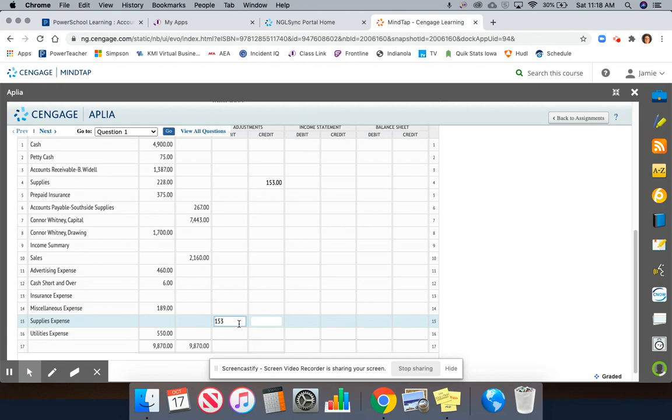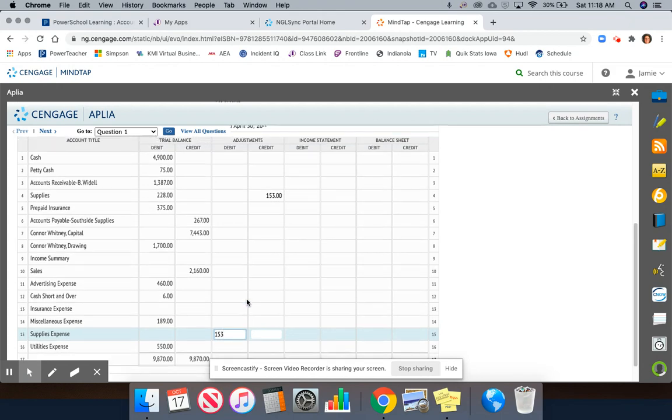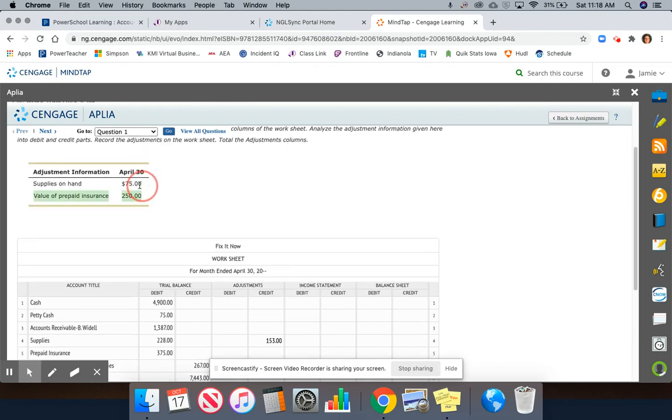So that is our supplies adjusting entry. One debit, one credit, updating so that our balance will show now the actual amount of supplies that we have on hand.